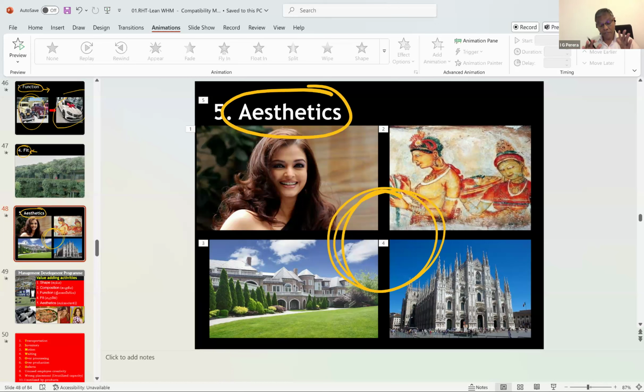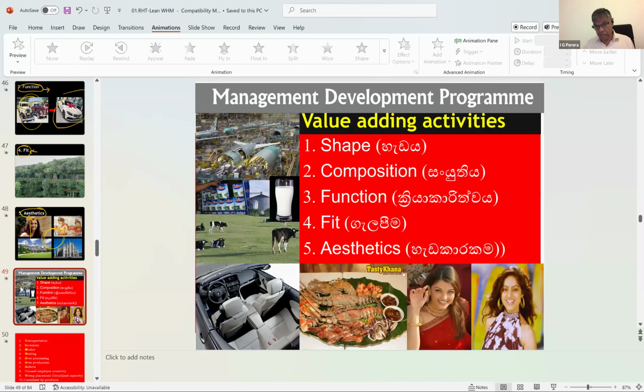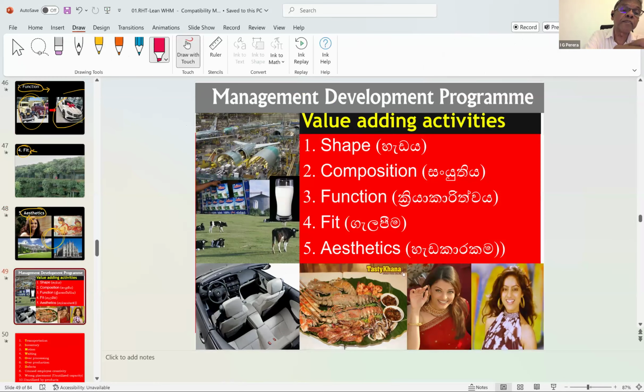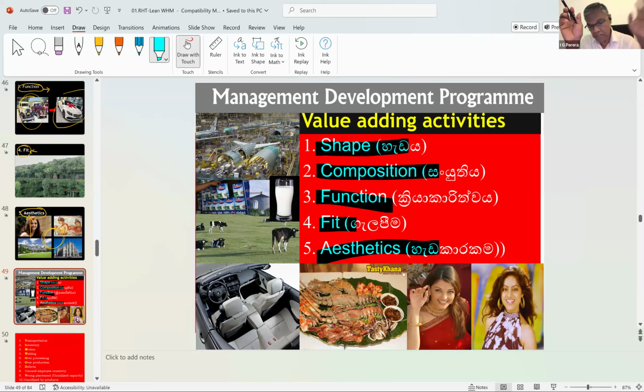So especially when you are marketing products, it can be the product or it can be packaging even, it should be aesthetically designed. Now there are 5 things. So these are the 5 things: shape, composition, either shape or composition, that is the form, function, fit and aesthetics.